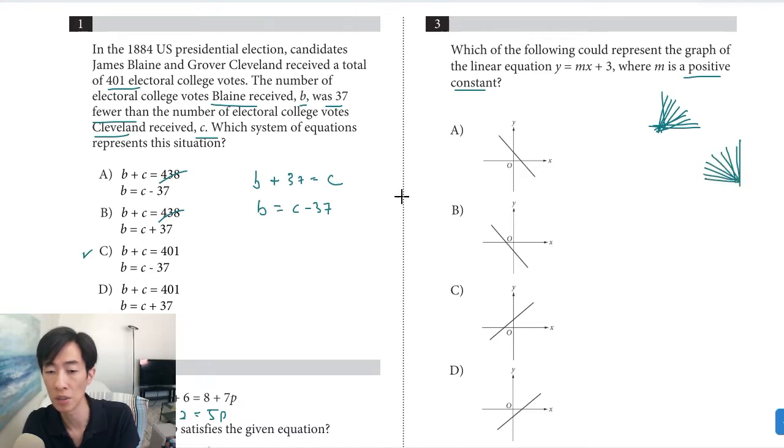Same idea. So by elimination, we know it's not A, not B. C and D, we know the y-intercept is positive 3, so that's got to be right here. And so D is out because that would be a negative number.